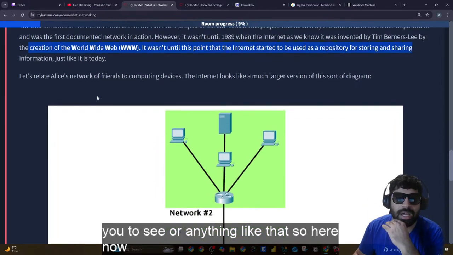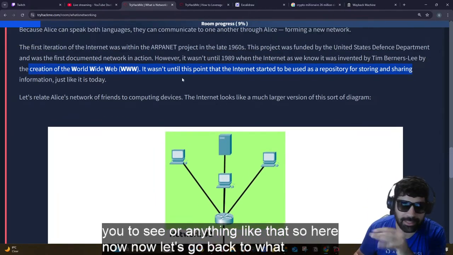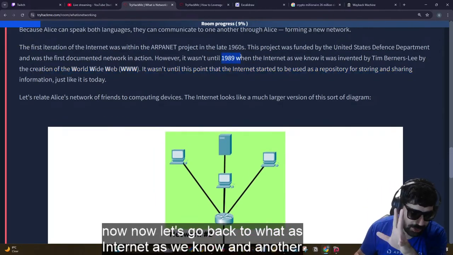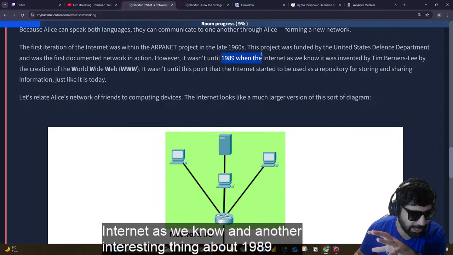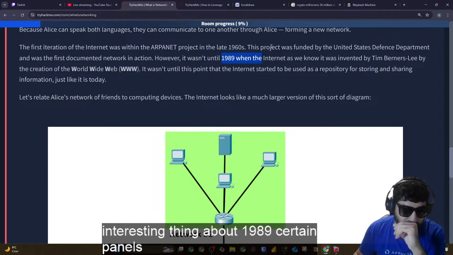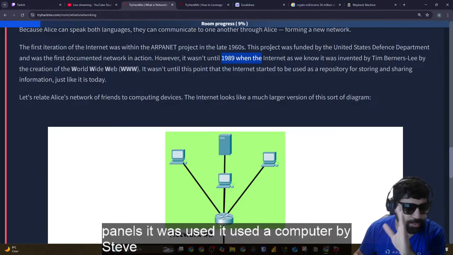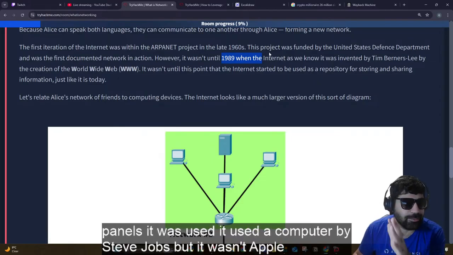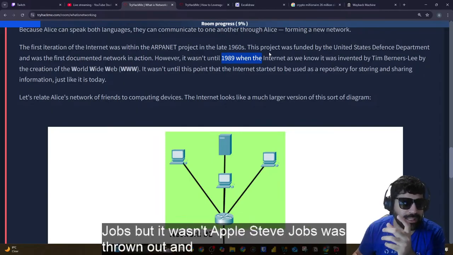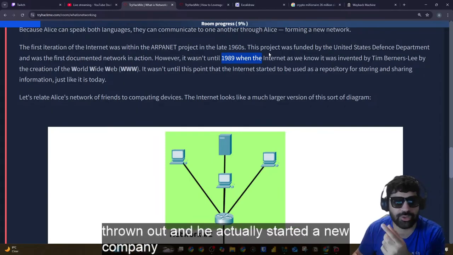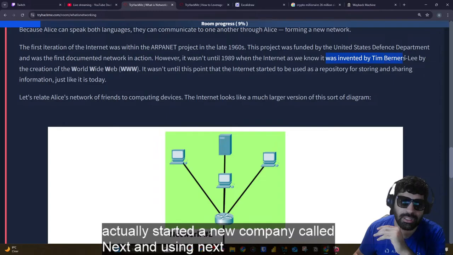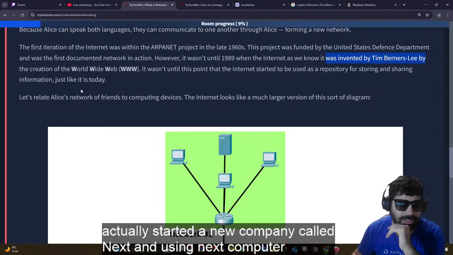Now let's go back to the internet as we know it. Another interesting thing about 1989 is that Sir Tim Berners-Lee used a computer by Steve Jobs, but it wasn't Apple. Steve Jobs was thrown out and he actually started a new company called NeXT, and using a NeXT computer, Sir Tim Berners-Lee formed the World Wide Web.